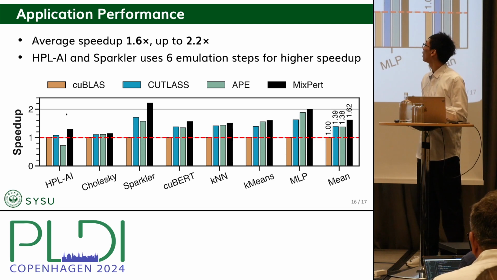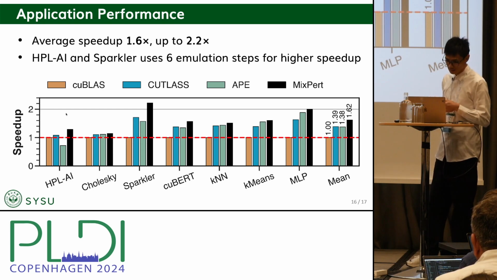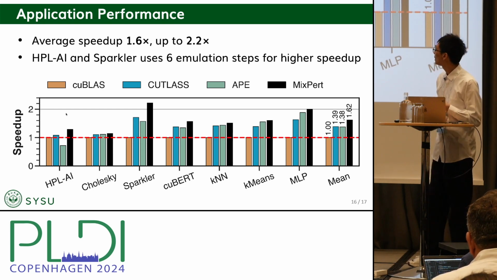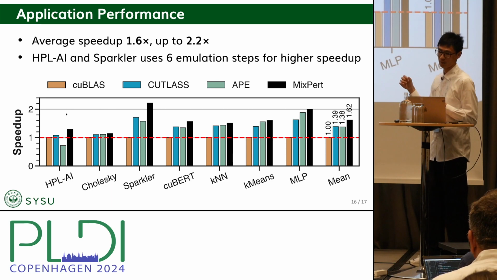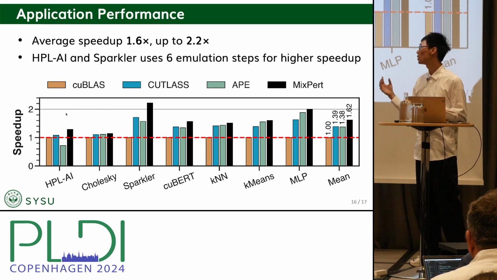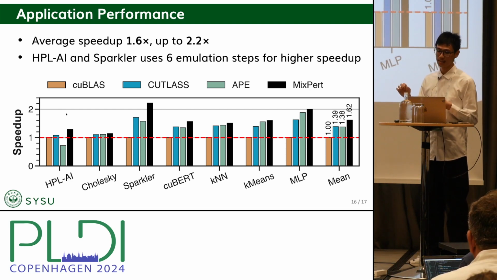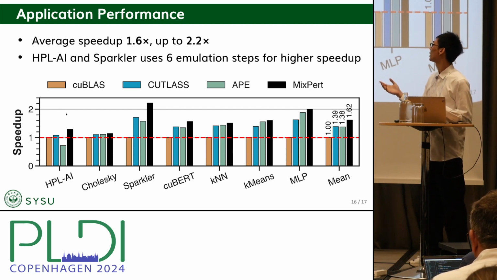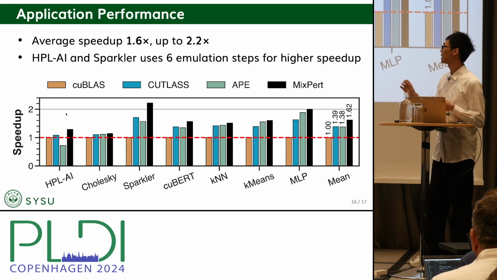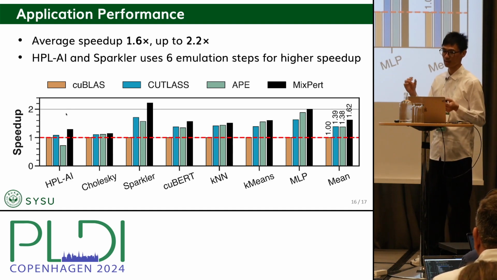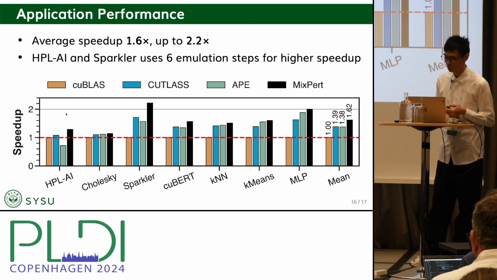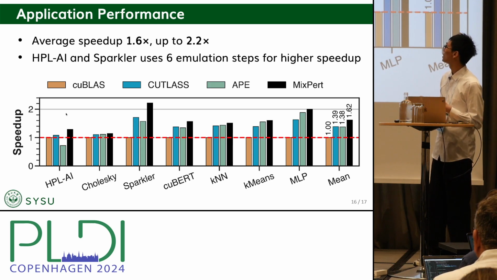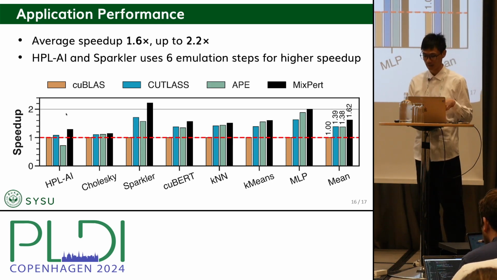And for the applications, on average, we have a speedup of 1.6 times, and specifically for HPL-AI and Sparkler. HPL-AI uses precision refinement steps, so we may use fewer emulation steps to accelerate. And Sparkler is a genomics comparison algorithm, and we can also use less precision for the computation. So the tuner detects it and uses fewer emulation steps to gain higher speedup.